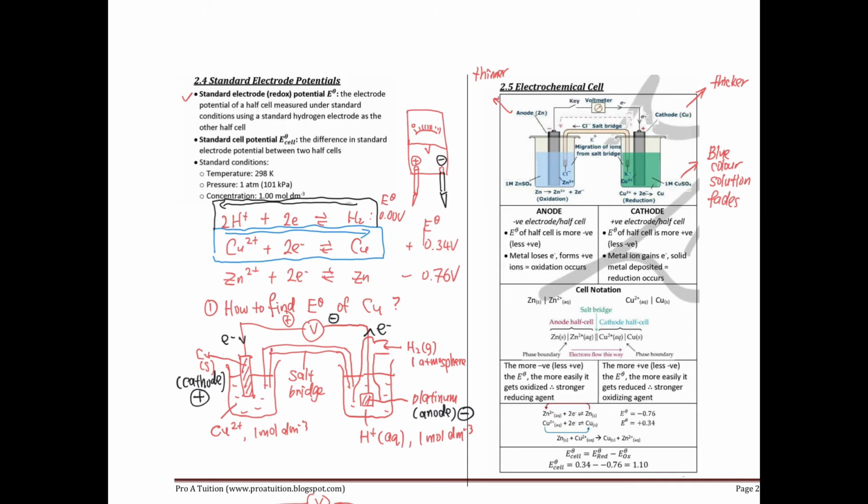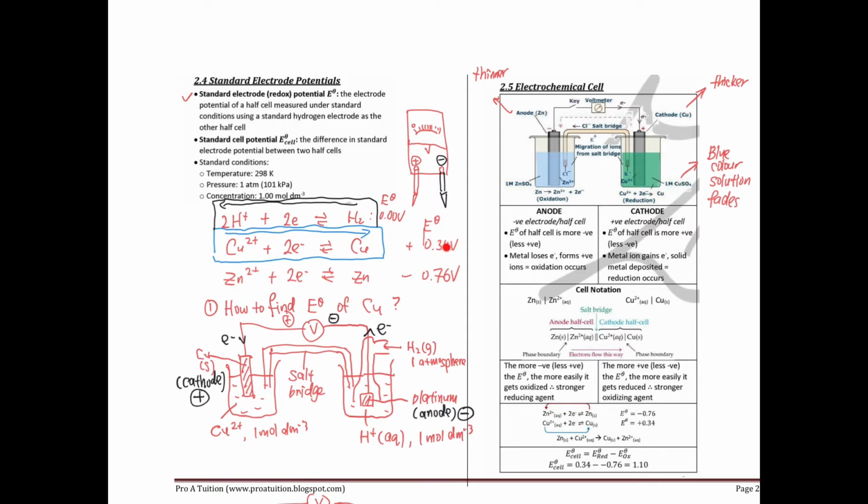Okay, now we already know where the electrons flow here. You can see some reading here. This reading is E theta cell. If you do it like this, we see the calculation first at the bottom here. For E theta cell, we take the reduction. So you know which one is reduction, right? It is copper. Copper is going through reduction.